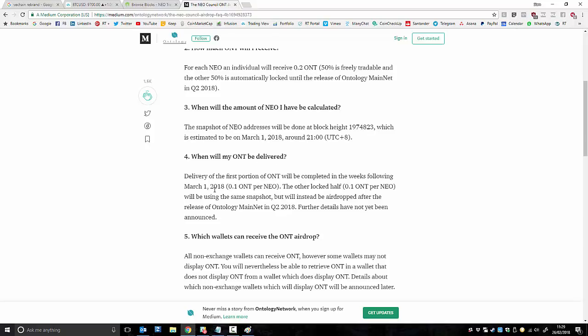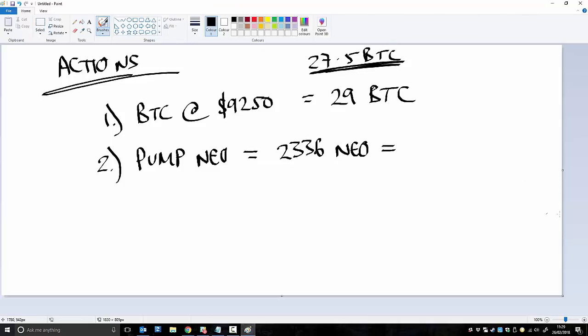Oh yeah, so basically it's split up. For every NEO you have, you get 0.1 straight away, and then the rest is locked up. And also the main net's in Q2 around June time apparently, so that will then be released when the main net's set up. So this will then give me 467.2 ONT, and then what ONG that spins off, who knows. I'll get to that when the time comes. So that'll be fun. We don't know what the price of ONT will be.